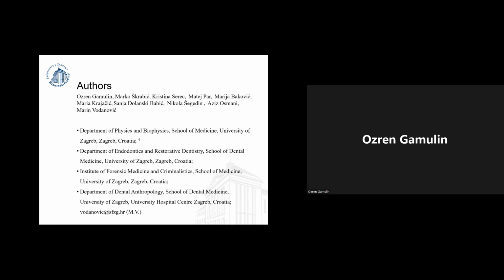So the authors come from different departments at the University of Zagreb. Most of them come from the Department of Physics and Biophysics, then from the School of Medicine, then from the Institute of Forensic Medicine and Criminalistics, School of Medicine, again University of Zagreb, and then we have co-authors that are members of the School of Dental Medicine from the Department of Endodontics and Restorative Dentistry and the Department of Dental Anthropology.